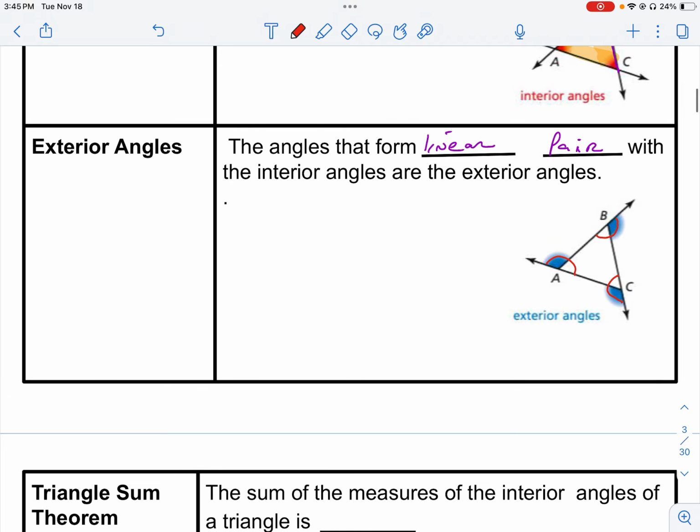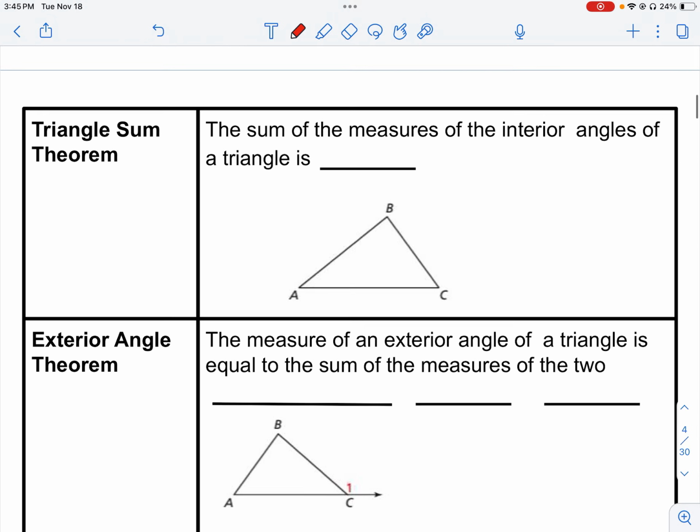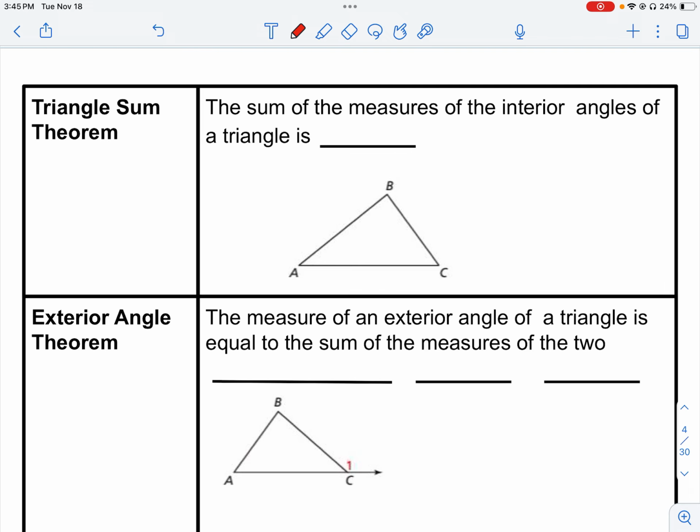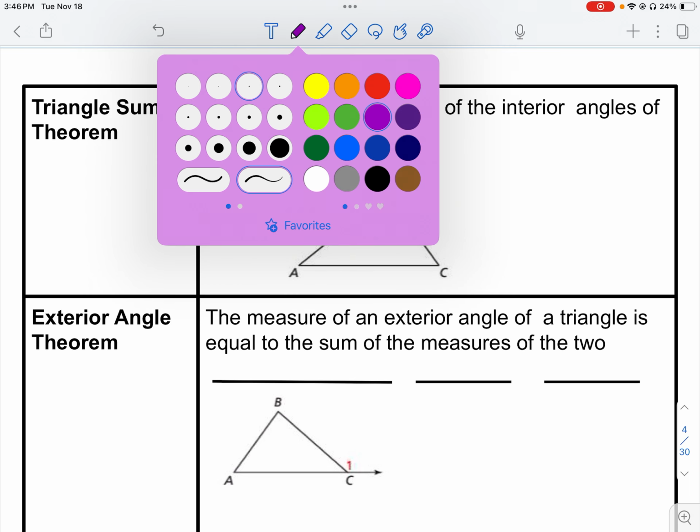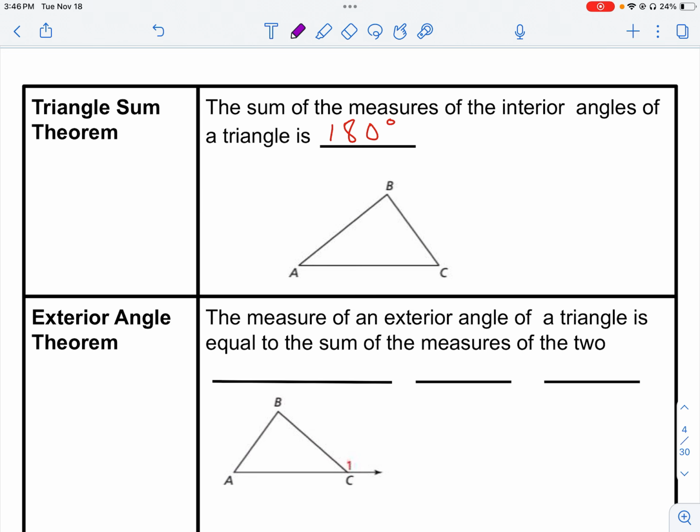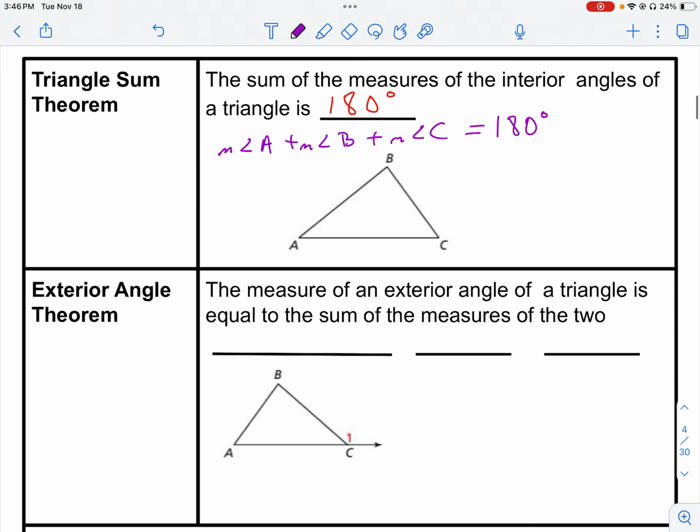And we remember that a linear pair is supplementary, meaning the measures of the angles add up to 180 degrees. Well, the sum of the measures of the interior angles of a triangle is 180 degrees. That's a whole lot of 180 degrees. So the measure of angle A plus the measure of angle B plus the measure of angle C equals 180 degrees. Okay, that's interesting. But what about the exterior angles?